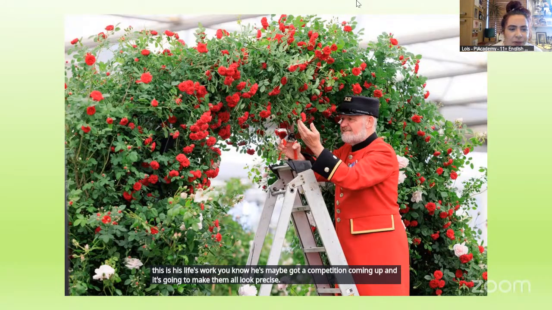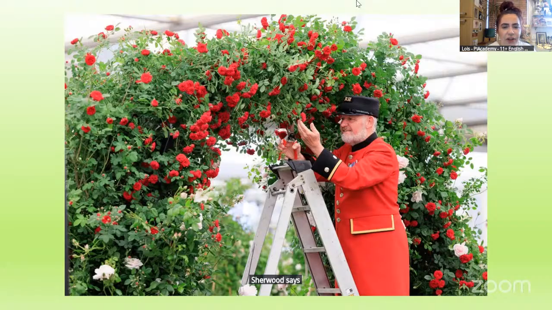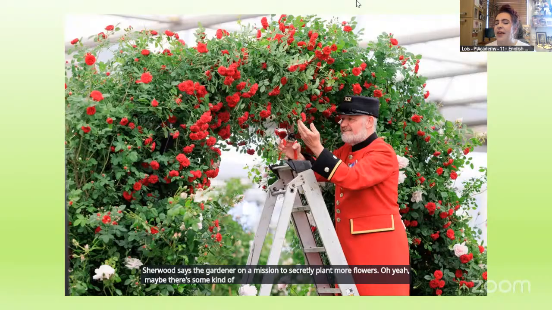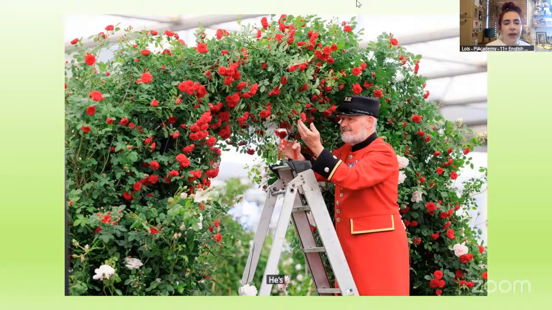Sherwood says the gardener is on a mission to secretly plant more flowers. Oh yeah, maybe there's some kind of competition and he only has a certain amount of time to make his garden look good, and then he sneaks in to quickly do extra work. Anna, he's trimming the beautiful roses to perfection for the best rose contest. Yes, that would be good.